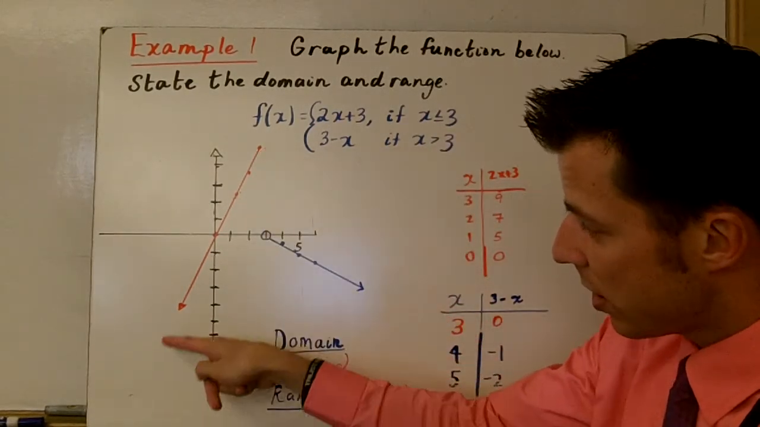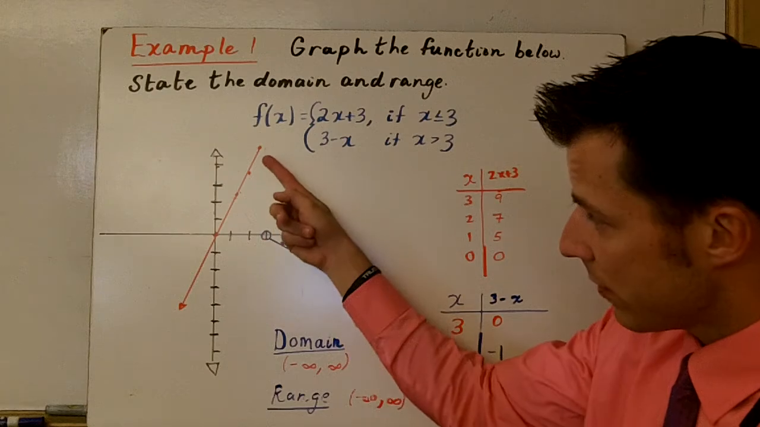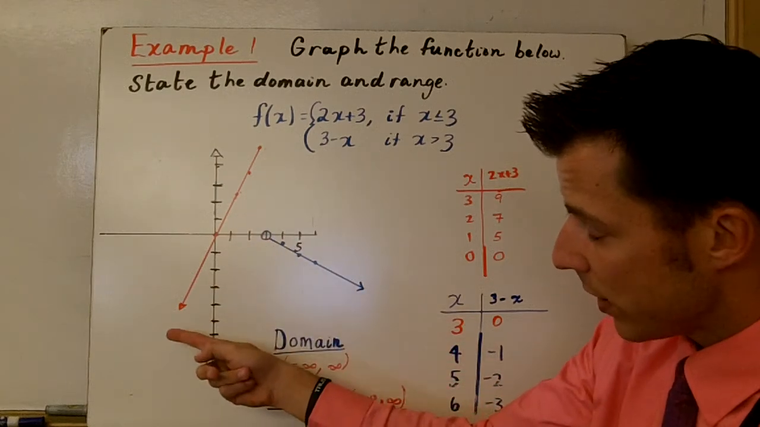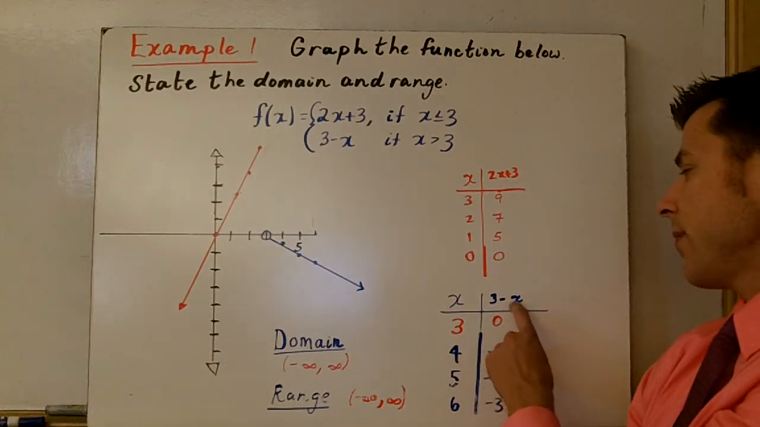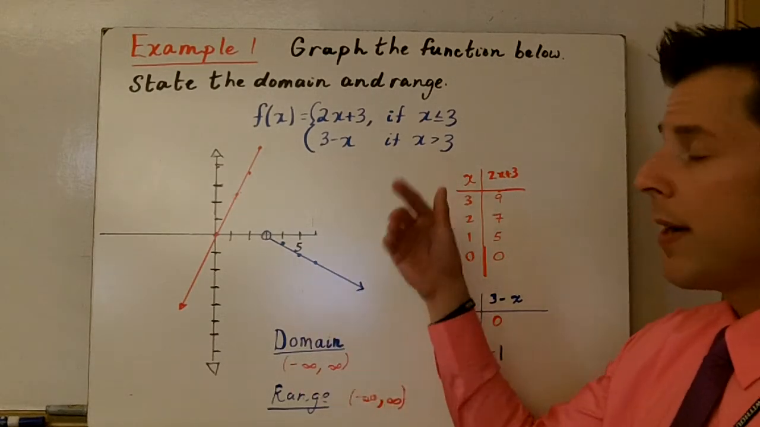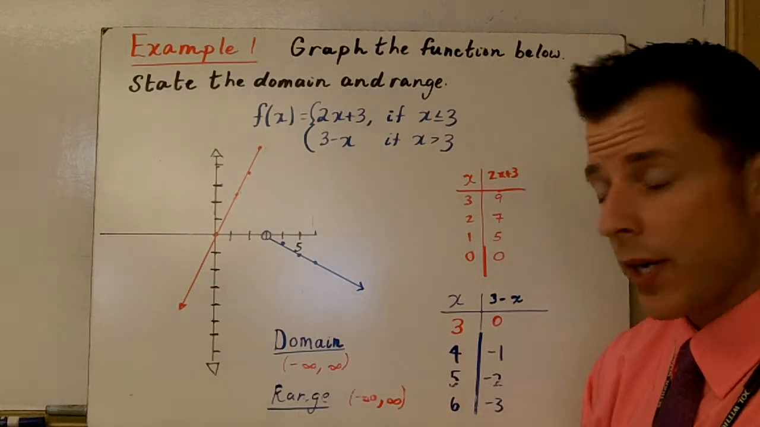It's filled in, and I draw my line downward because these are all the values that are less than or equal to 3. Now, the second equation I did in blue, x and 3 minus x. And notice that my x values all have to be greater than 3.